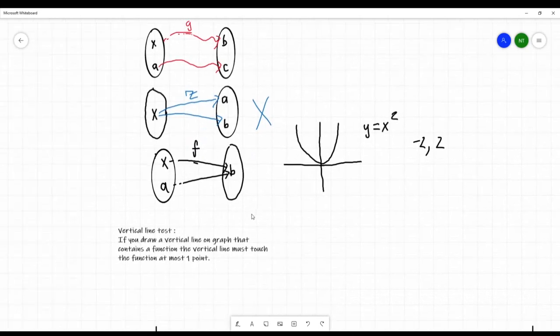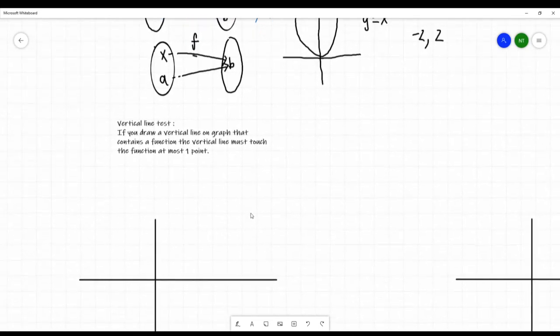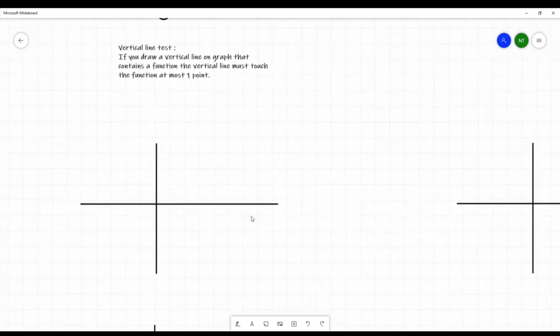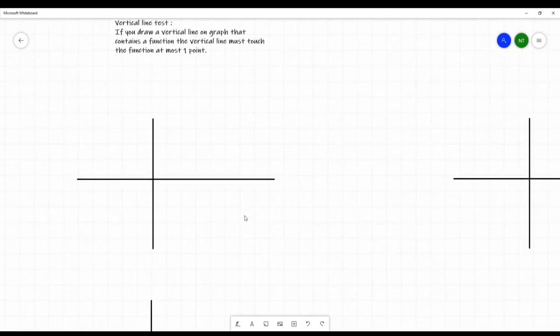So now let's finish it up, guys, with the vertical line test. What does the vertical line test say? If you draw a vertical line on a graph that contains a function, the vertical line must touch the function at most one point. What does this mean? Let's do an example.